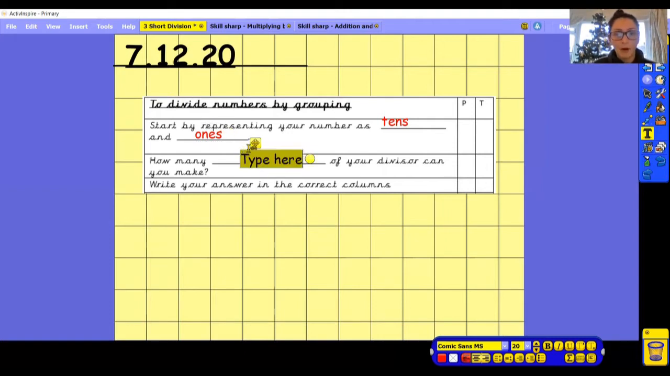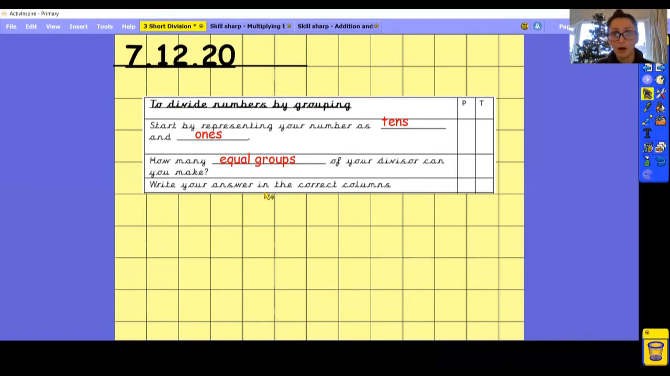So remember, the whole thing with division is how many equal groups your divisor can make. Write your answers in the correct columns. Now, this is very, very important, okay? Write your answers in the correct column.